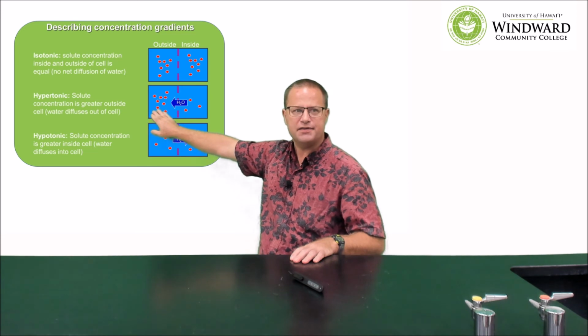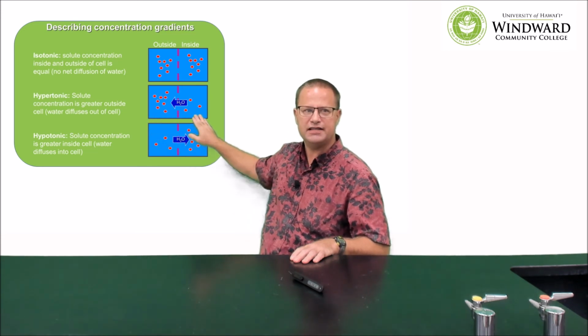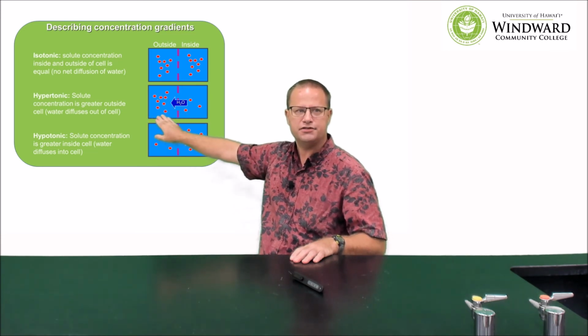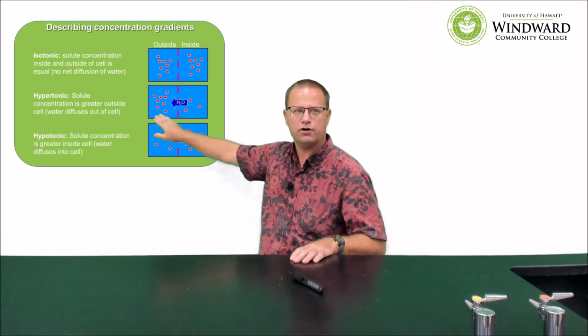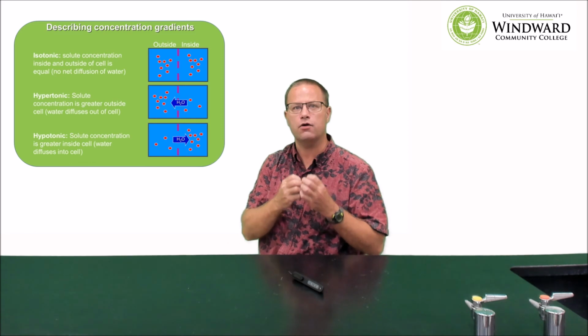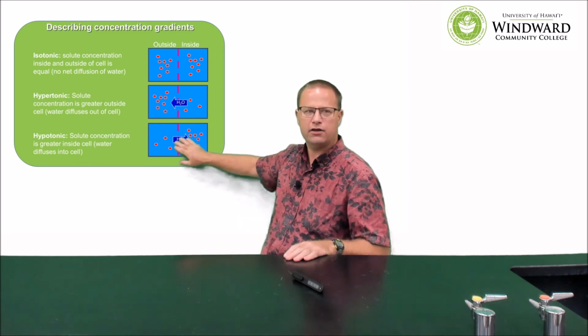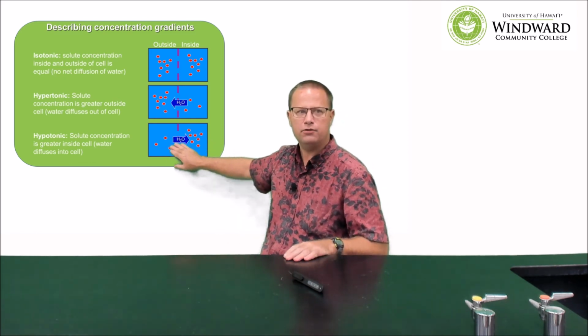The outside of the cell has a lot more solute than the inside of the cell. And what do solutes do? They suck. So this hypertonic solution is going to draw water out of our cell and cause it to shrink or crenate. And finally, on the bottom here, we have what we call a hypotonic solution.